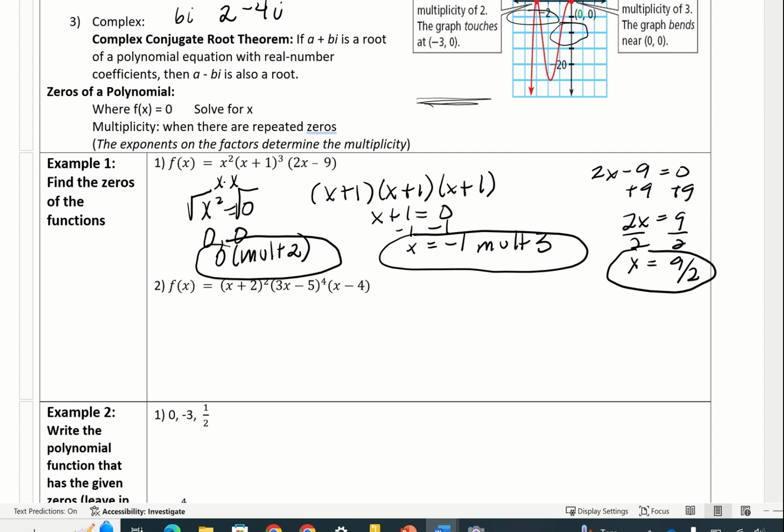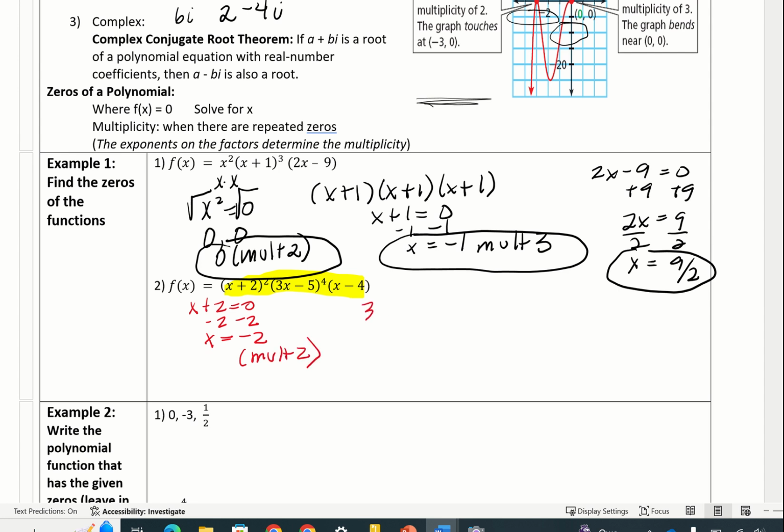So very similarly down here, sorry I kind of ran into this problem, so I'll highlight it so you can see it. X plus 2 is raised to the second power. So we're going to set it equal to 0. We're going to subtract 2, and we get x equals -2. But that's with a multiplicity of 2.